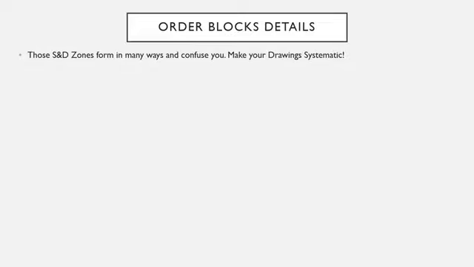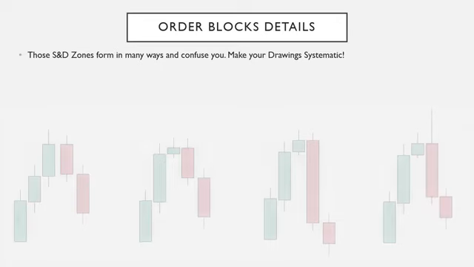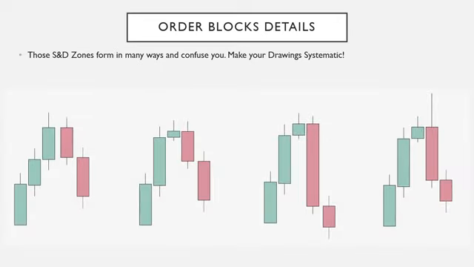So, more details. The zones, as I told you, form in many different ways and they might confuse you. So I want you to make your drawings systematic and draw those zones in the same way always. I've picked here a couple of examples. You can draw this in numerous ways. Usually what you take is the engulfed candle, and in this case the engulfed candle is the bearish one. But I also like to take the highest point, because if I just take it from here, then I miss out on what is the major high right there.